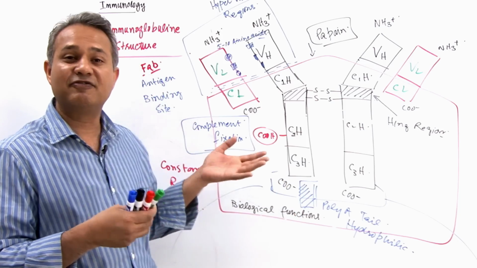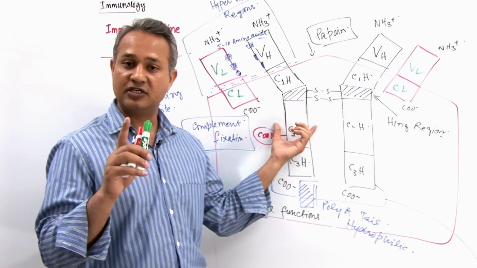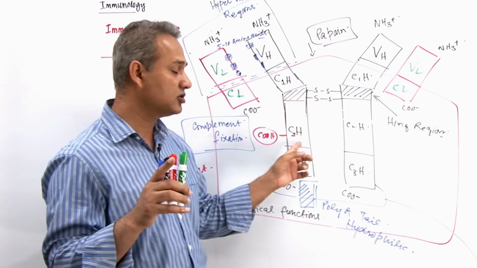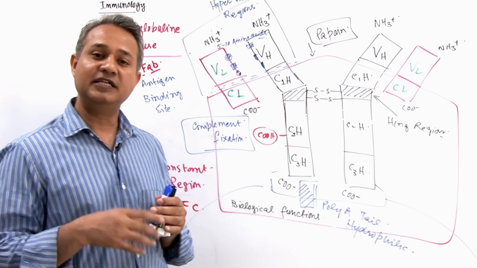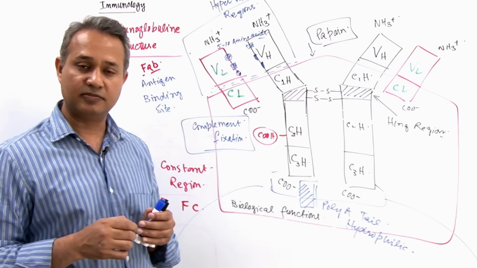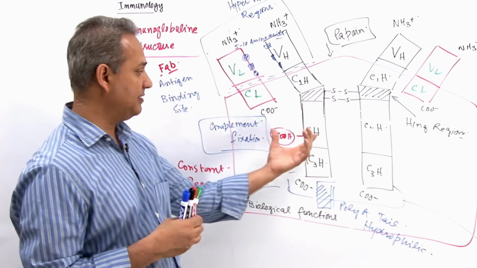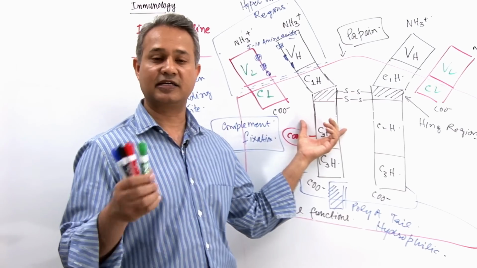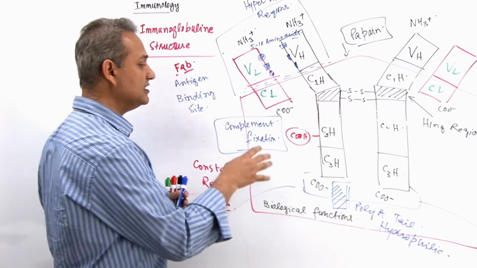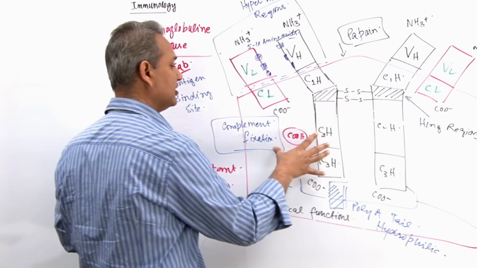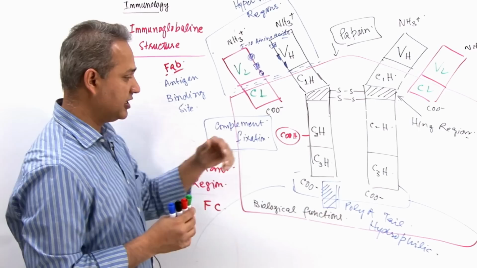So how does the complement fixation start? When the complement attaches to the second constant region of the immunoglobulin, mostly the IgG. IgM also activates the complement, but it does not activate the complement directly by attaching to it, but rather it activates it by another mechanism. So IgG actually can activate the complement by directly offering it to be fixed here. So this is also very important.